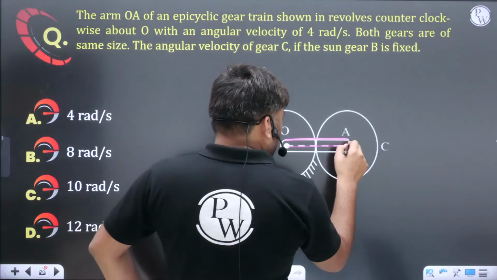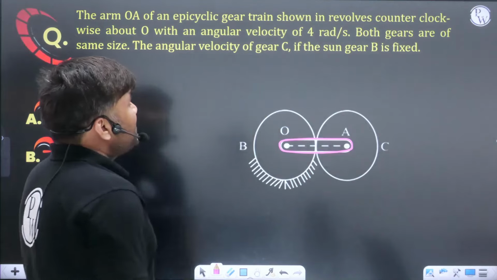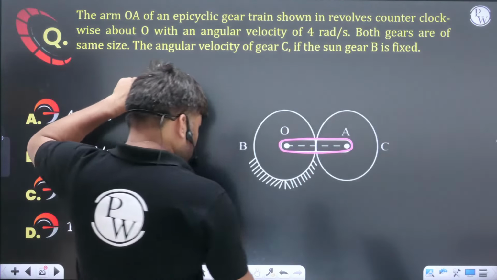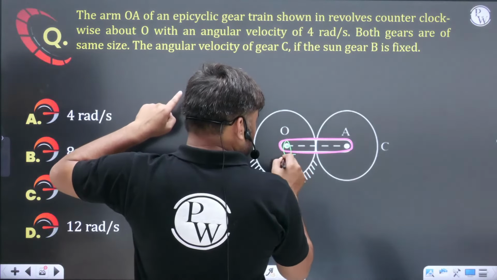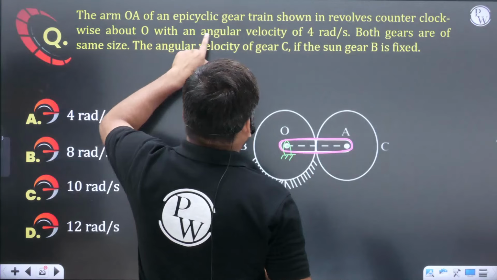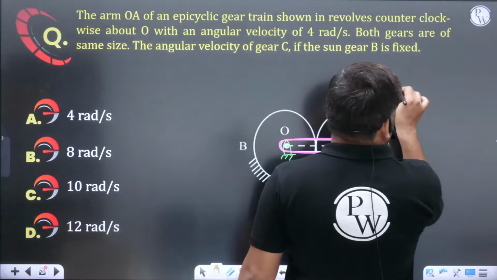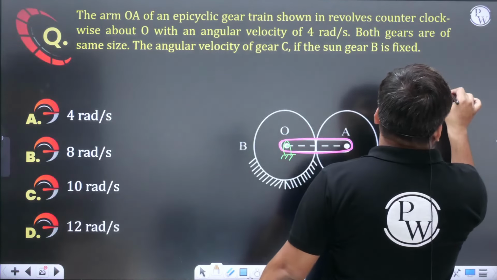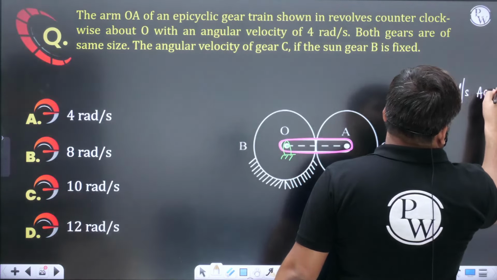This arm OA of an epicyclic gear train revolves counterclockwise about point O with an angular velocity of 4 radian per second. The angular velocity of the arm they have given is 4 radian per second, anti-clockwise, counterclockwise.